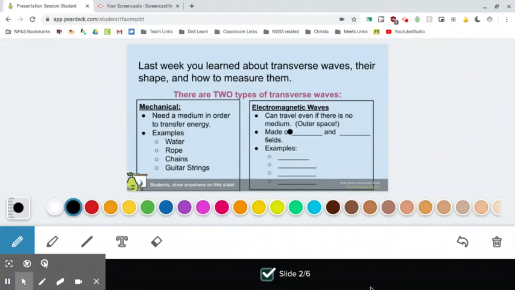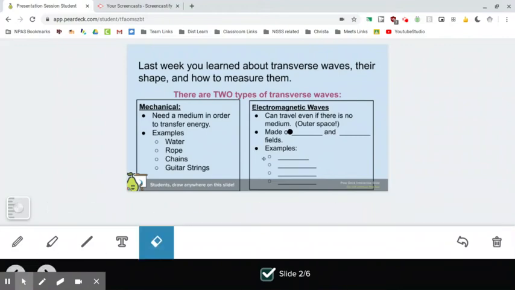All right. I want to erase right here. I made a little dot as I was going over this before sharing with you. Last week, you learned about transverse waves, their shape and how to measure them. You learned that they have crests and troughs and that they are measured by their amplitude and their wavelength and their frequency. Please continue to go back and review and study those terms.